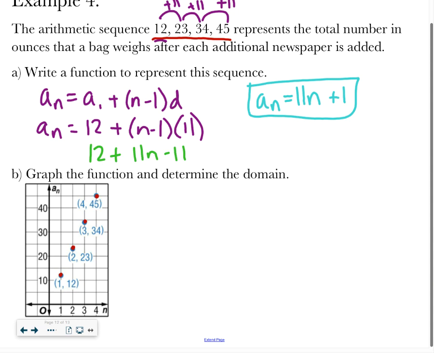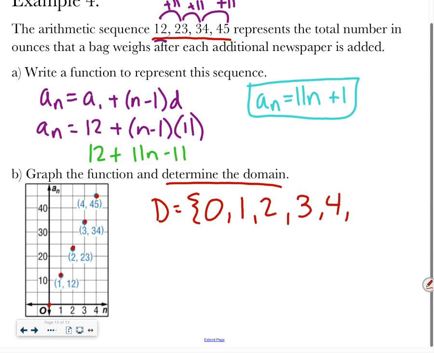Then we want to determine the domain. So remember, our domain is our x-axis, or our x variables. So we can say our domain, if we had 0, 1, 2, 3, 4, and our sequence would continue. So we represent that with dots.